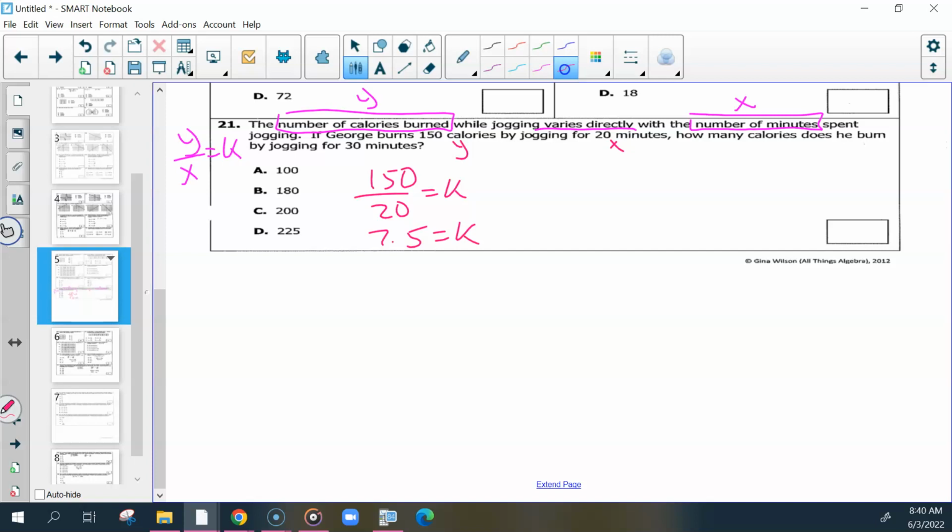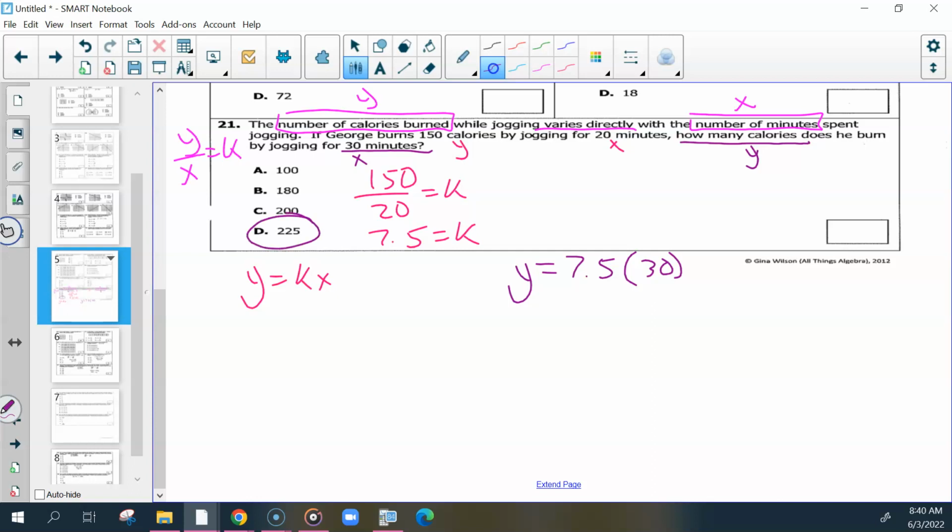Varies directly is your y equals kx. So we're looking for how many calories. We're looking for y if he jogs for 30 minutes. So we have y equals 7.5 times 30. 225.